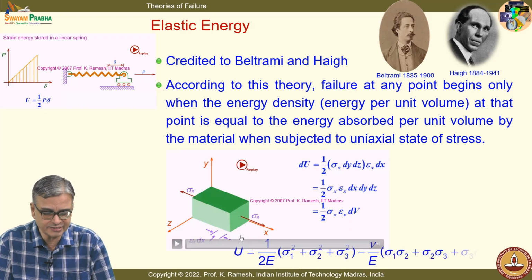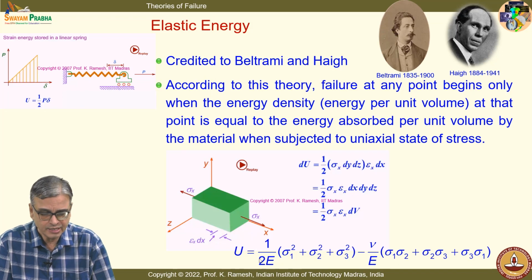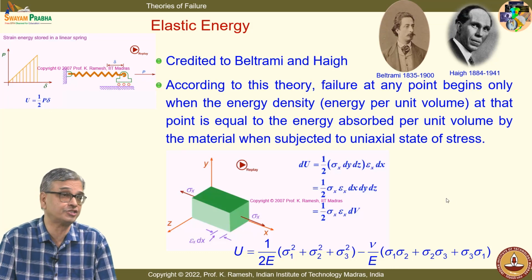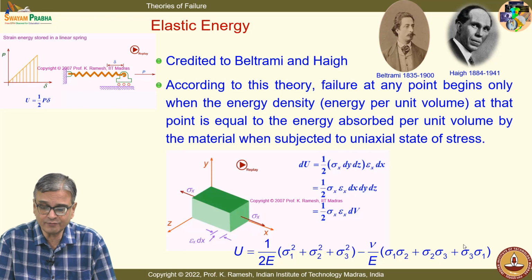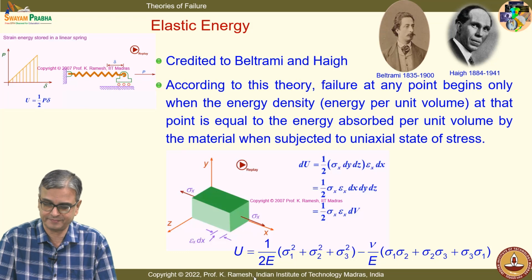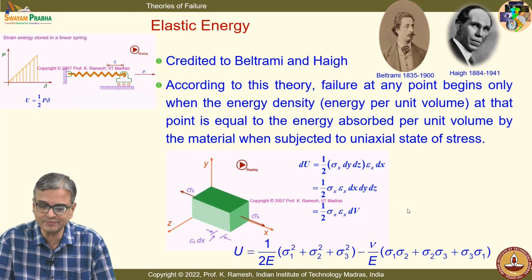I have the strain energy labeled as capital U. It can be organized in this manner: 1 by 2E multiplied by sigma 1 squared plus sigma 2 squared plus sigma 3 squared, minus nu by E, sigma 1 sigma 2 plus sigma 2 sigma 3 plus sigma 3 sigma 1. That is what you get as the total elastic strain energy. Now, we will see what is the value if sigma 2 and sigma 3 are 0, what is the value at uniaxial tension test. So, that tells you what is the criteria. That criteria is very simple.